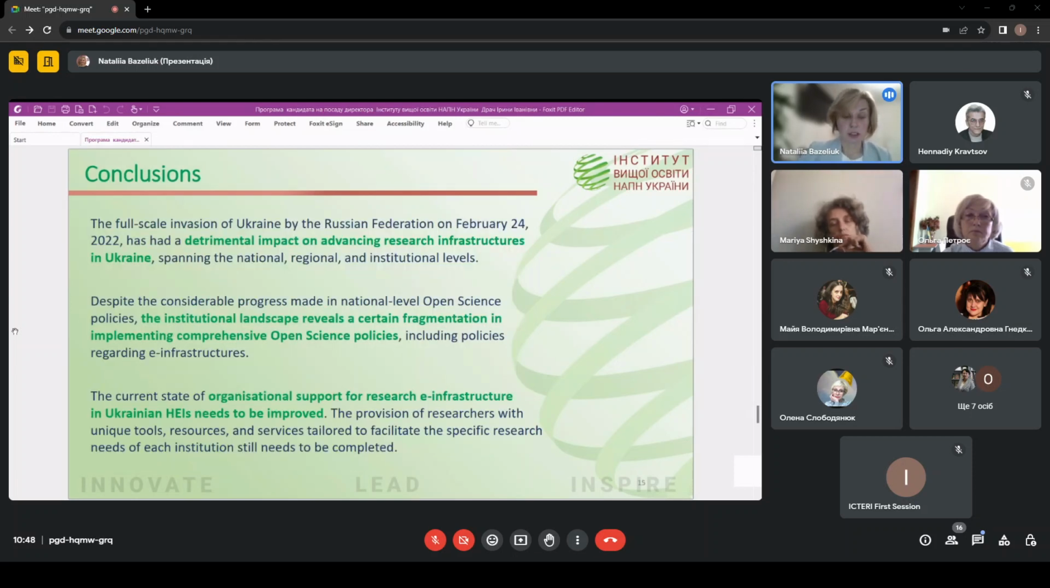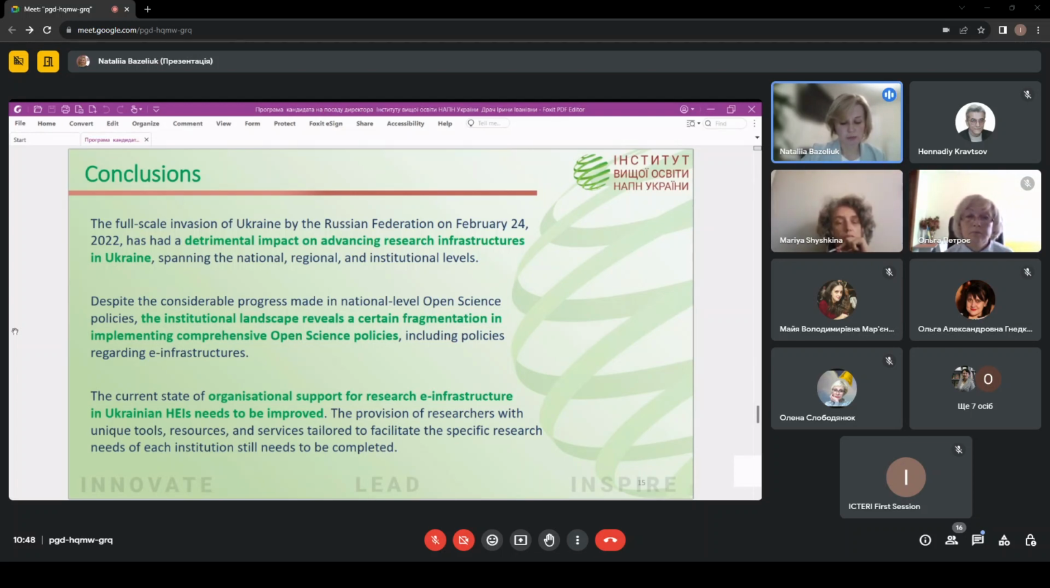Now we'll go to the conclusions of our study. The full-scale invasion of Ukraine by the Russian Federation in February 2022 has had a detrimental impact on advancing research infrastructure in Ukraine, spanning the national, regional, and institutional levels. Nevertheless, the establishment, management, and efficient use of open science research infrastructures remain essential prerequisites for bolstering the research capabilities of Ukrainian higher education institutions.